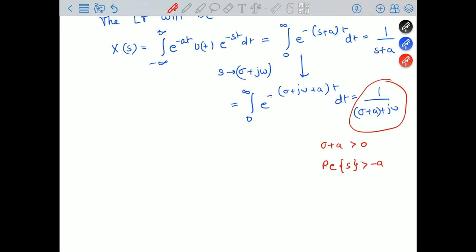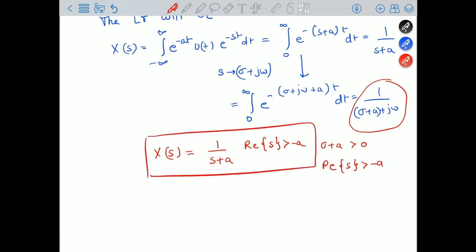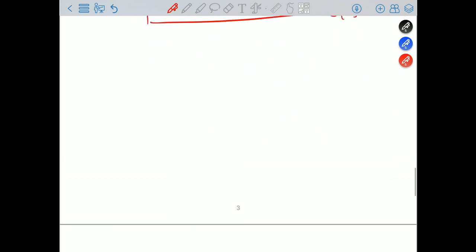So now what will be our final representation of the Laplace transform? So X of s should be equal to 1 over s plus a, and the convergence will be real part of s should be greater than minus a. So this is the representation of the transform. Now we'll take a different signal which is represented with x of t equal to minus e raised to the power minus at u of minus t.